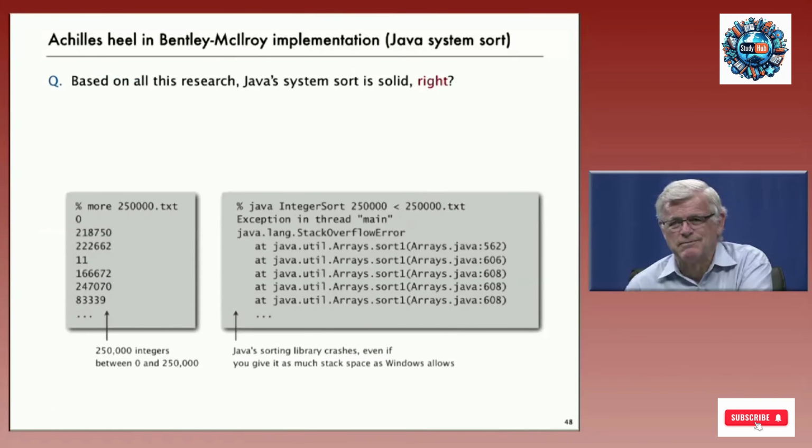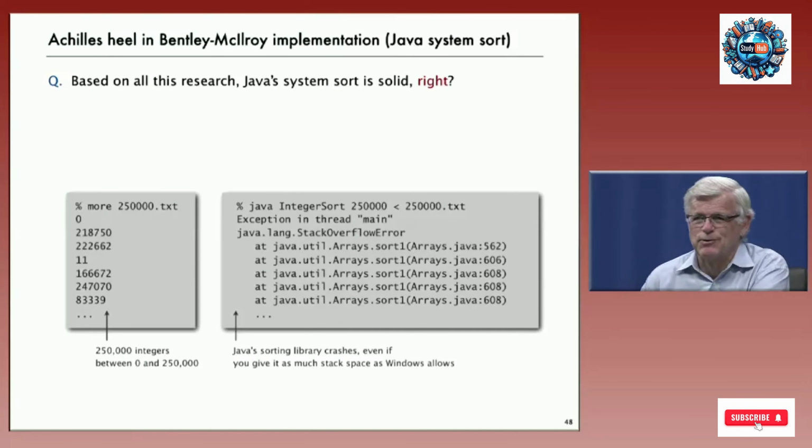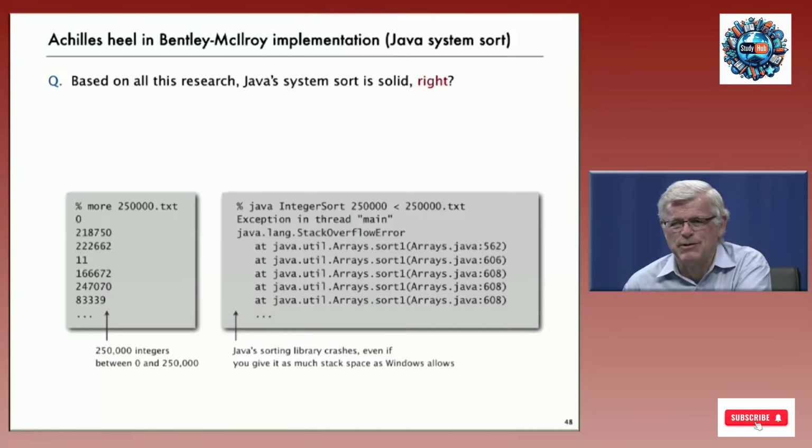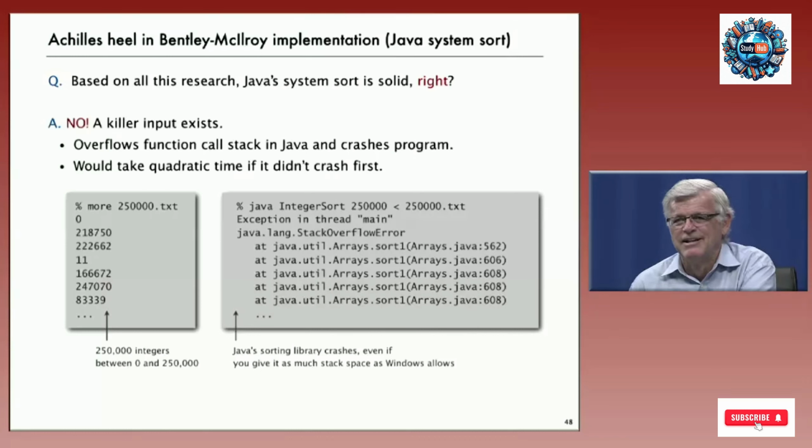But there's a problem. You would think that the system sort would be completely solid with all this research and all the development that's gone into it. And in fact, there's a file out there, and you can go to our book site and get it, that will actually break the Java system sort. There's a killer input that will make the thing run in quadratic time. Actually, it usually crashes because it's recursive and it crashes the system stack. And it can cause all sorts of problems.